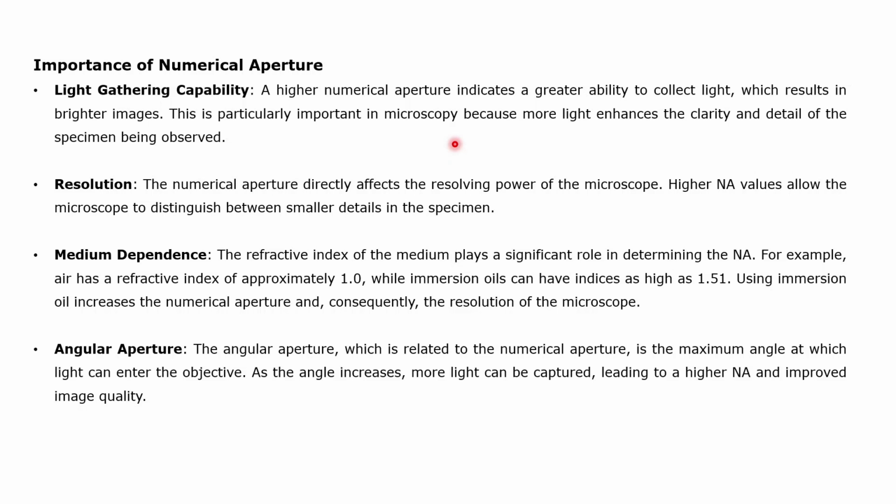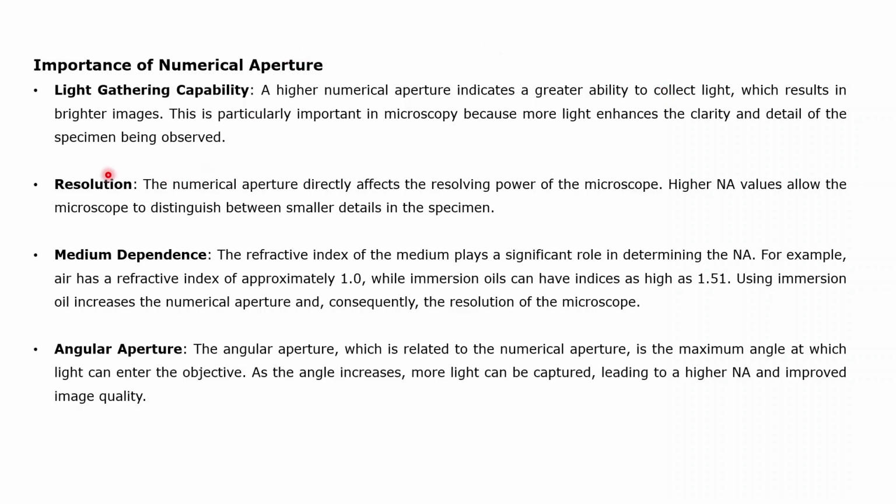And also, coming on to some of the other important aspects of the numerical aperture, a higher numerical aperture indicates a greater ability to collect light. So the more the numerical aperture, the more is the ability of the lens to gather that light, which will give you a much brighter or higher contrast image. So it also enhances the clarity of the image, because what you need is the clarity, right? So the more the light gathering power, the more will be the detailing of the image that you are getting, and the more will be the clarity there. So that's one aspect of the importance of why we are looking into numerical aperture.